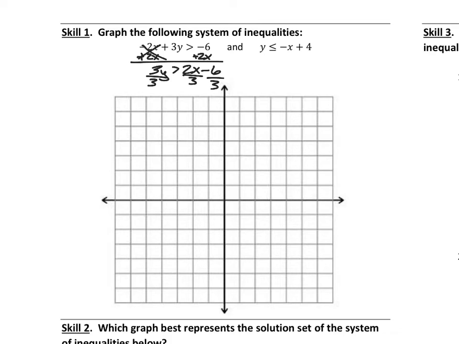Do I need to flip my symbol here? No. Why do I not need to flip the inequality sign? It's only when you divide or multiply by negatives that you flip that sign, right? So we're just going to have y greater than 2/3 x minus 2. Consult your calculator or your brain if you're wondering where I got those numbers from. I did the math, okay?